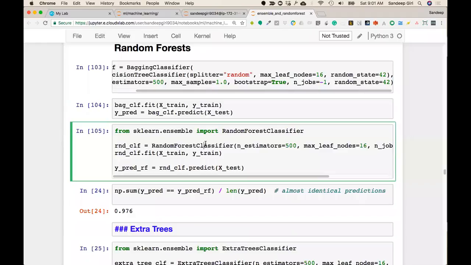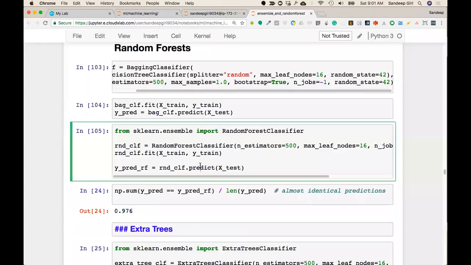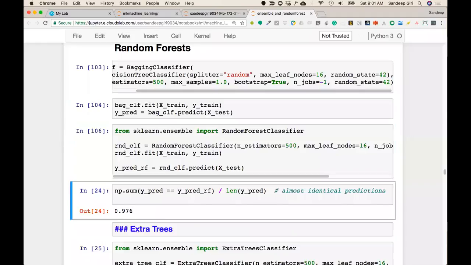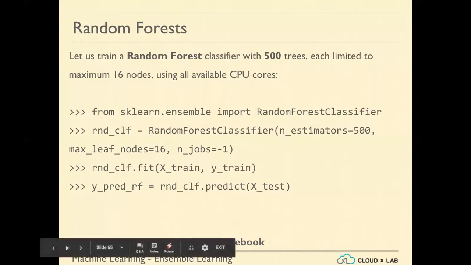And here the prediction accuracy of the random forest classifier is approximately 97.6. Okay, prediction accuracy is 97.6. That's the accuracy. So this is basically the random forest.